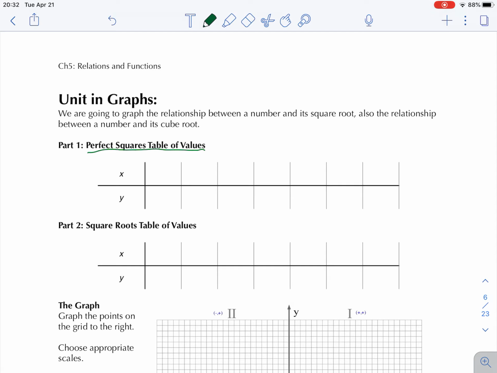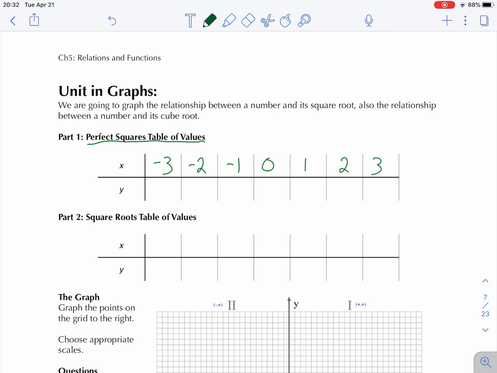So part one is the perfect squares table of values. These are going to be perfect square numbers. Let's take a look at some perfect squares. I'm going to choose my x values. I can choose any x values that I want. Then I'm going to square them. -3 squared is 9. -2 squared is 4. -1 squared is 1. 0, 1, 4, and 9.